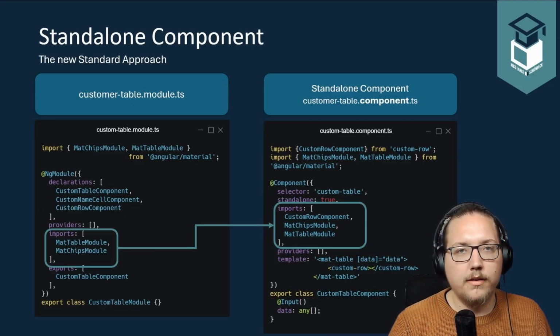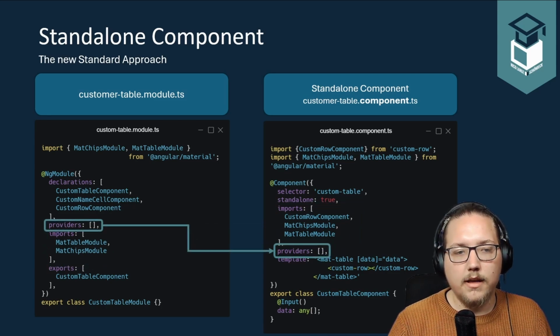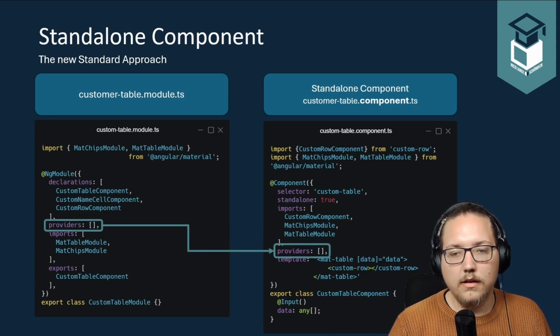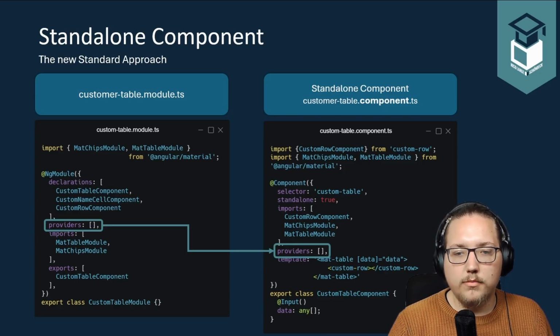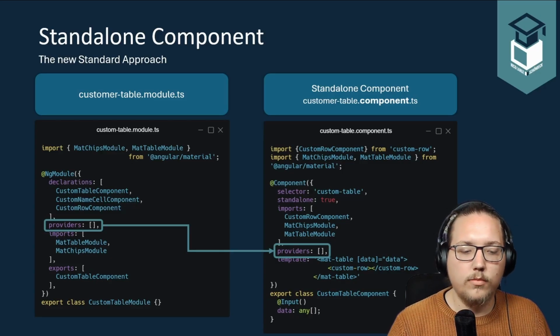And that helps really when you're lazy loading some stuff, because then Angular knows what needs to be imported in which situations. And the providers, you also can provide here, but the problem here would be that the services then only would be defined for that custom table component, which means providers in the standalone component way can be a problem if you want to have different instances of a service in different sections of the application.